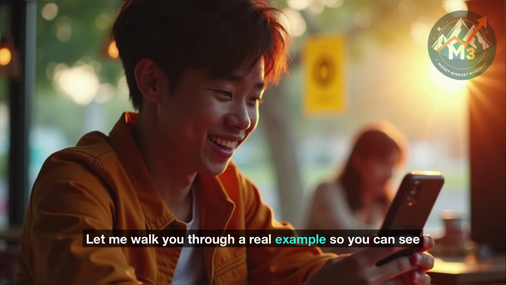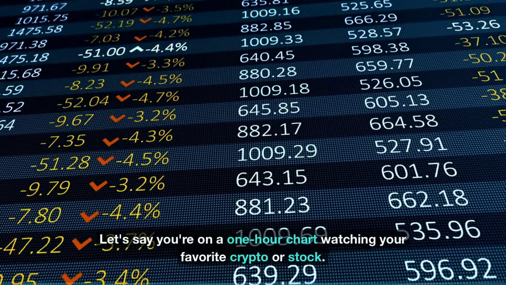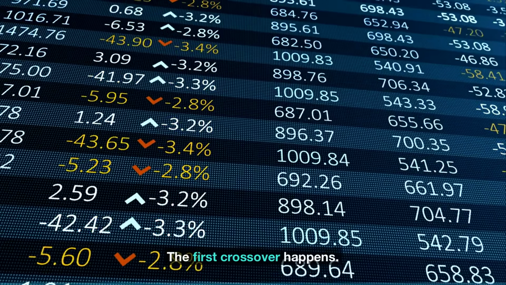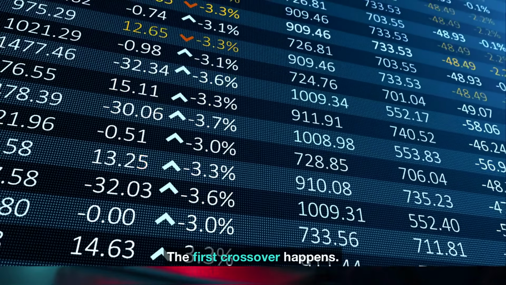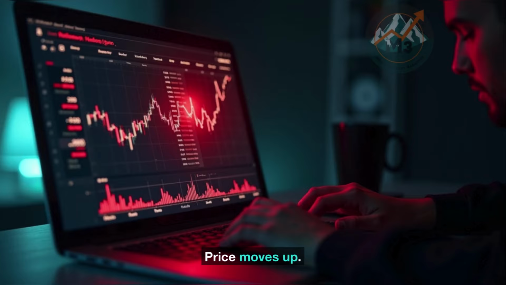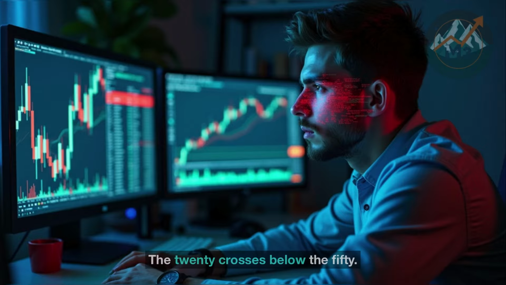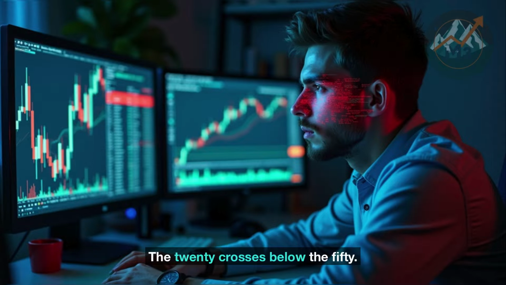Let me walk you through a real example so you can see how this works in practice. Let's say you're on a 1-hour chart, watching your favorite crypto or stock. The first crossover happens. The 20 period crosses above the 50 period. You're watching closely. Price moves up. Clean win. Okay, the strategy is working in this market right now. Second crossover. The 20 crosses below the 50.